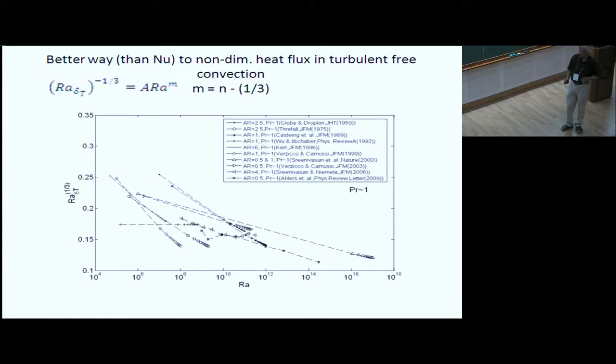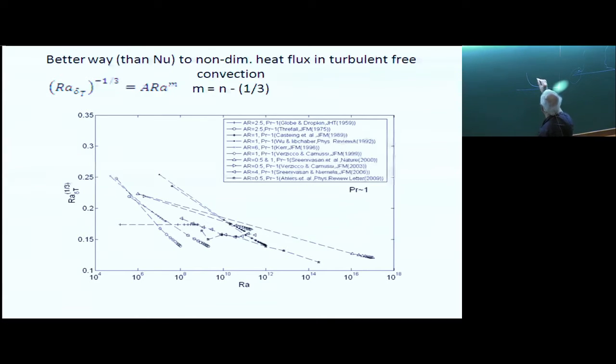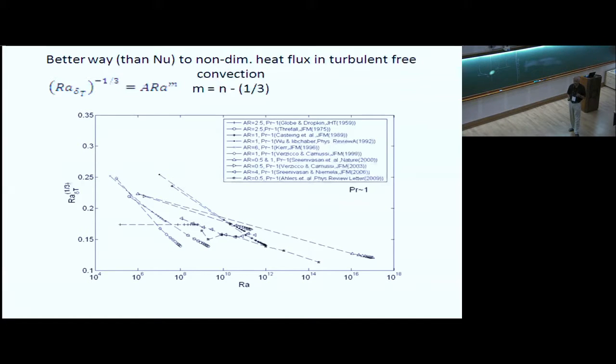And so instead of Nusselt number, there is a better way to non-dimensionalize the heat flux. So near the wall you have this type of gradient, and you can get a conduction layer thickness by just extrapolating. And if you write down the Rayleigh number based on the conduction layer thickness and raise it to the power of -1/3, that is essentially proportional to the heat flux. So this is an alternate way of non-dimensionalizing the heat flux.